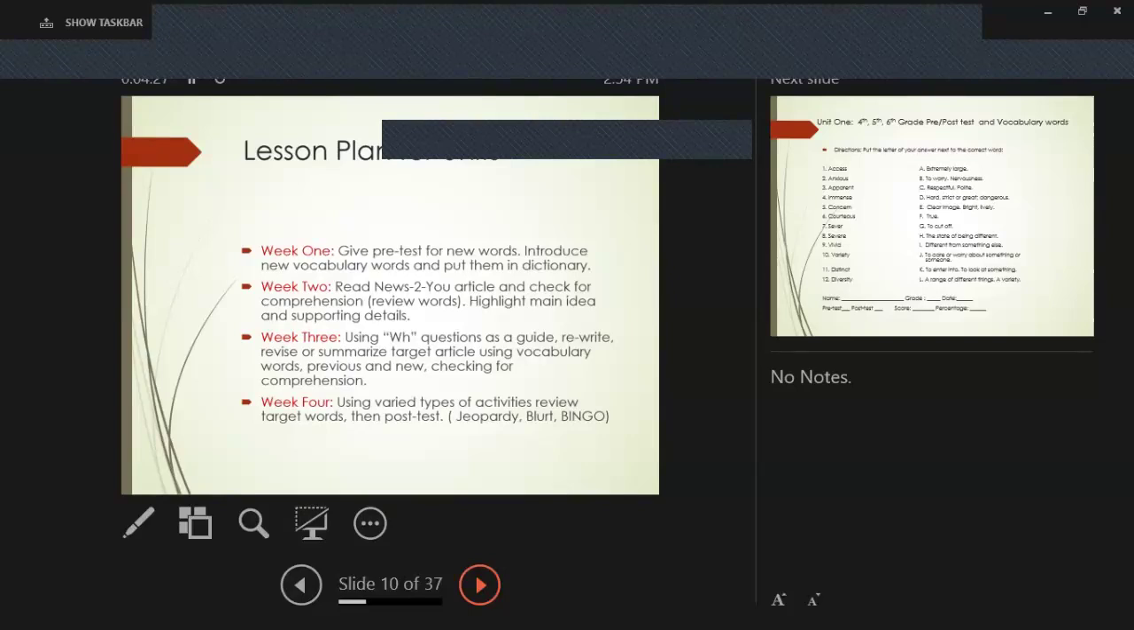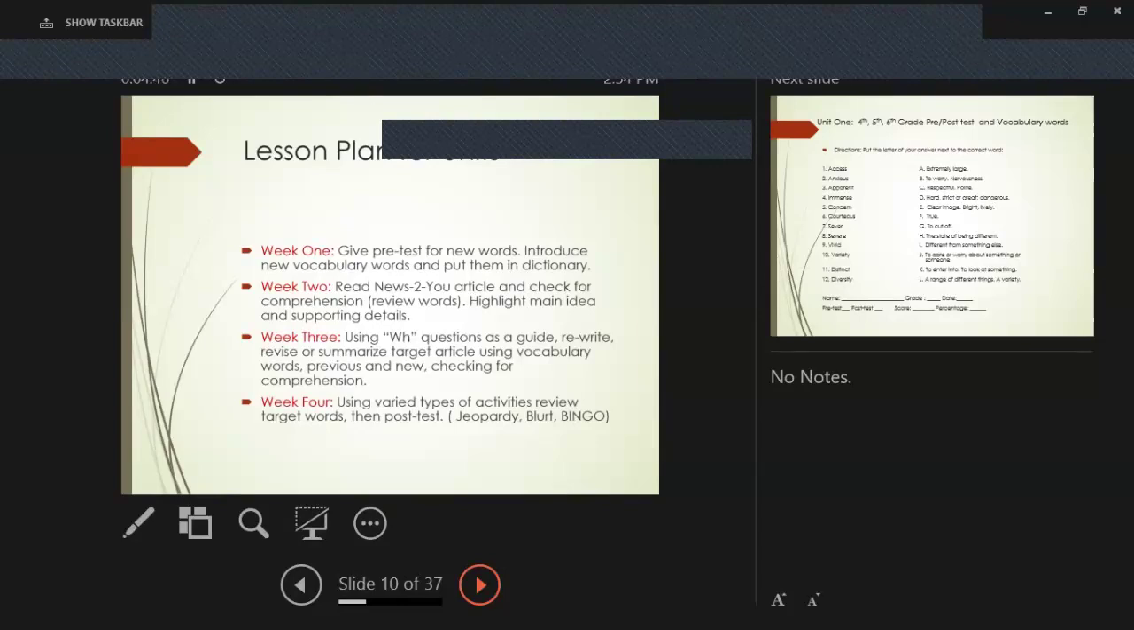Pre-test on week 1, and with my younger kids, I had them making a dictionary. I wanted them to cut those words out, and we were doing dictionary work. So now they're learning to alphabetize and everything's going in the dictionary. My middle school kids, we tried that the first year, not so much. So now they just get a word list.